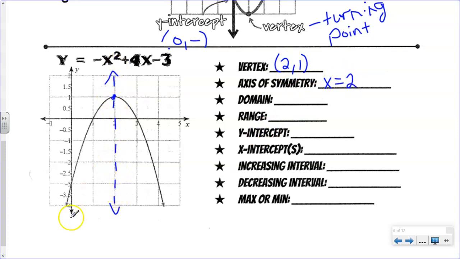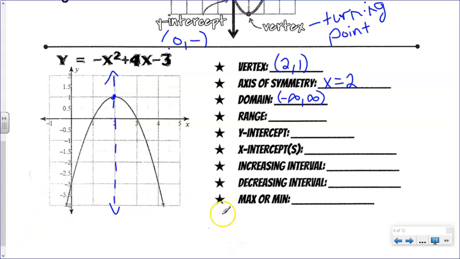All right. The domain of all quadratic functions that open up and down is going to be all real numbers, from negative infinity to positive infinity, because how wide does it go? It keeps going to the left, keeps going to the right, so it keeps going on infinitely.